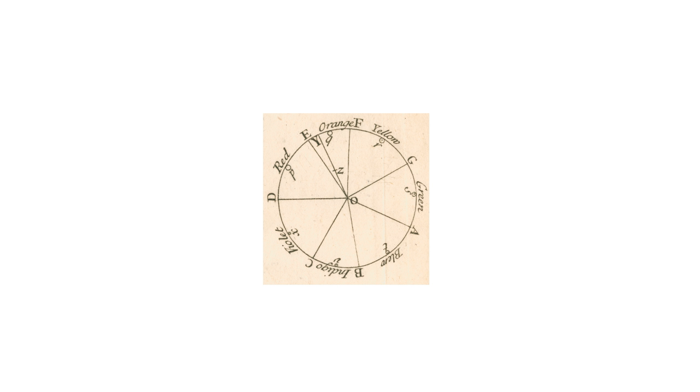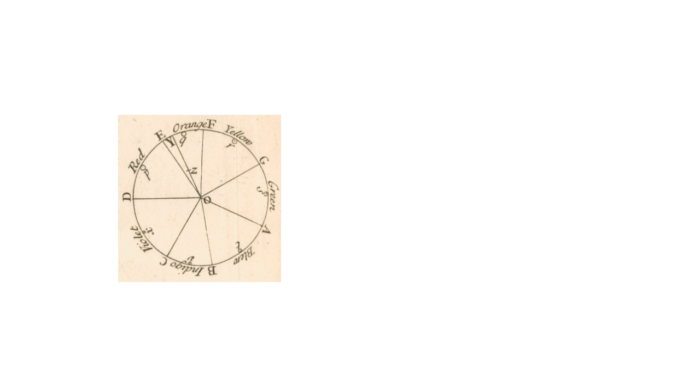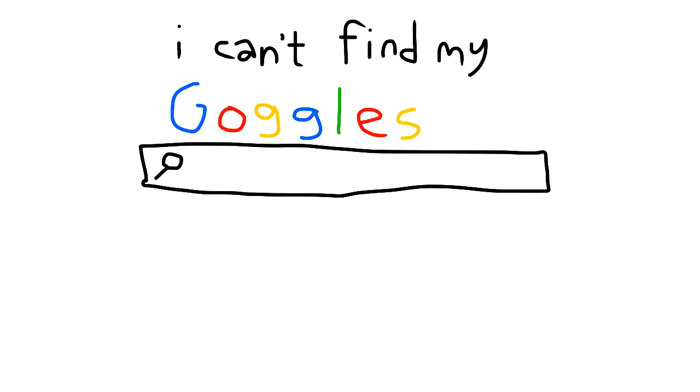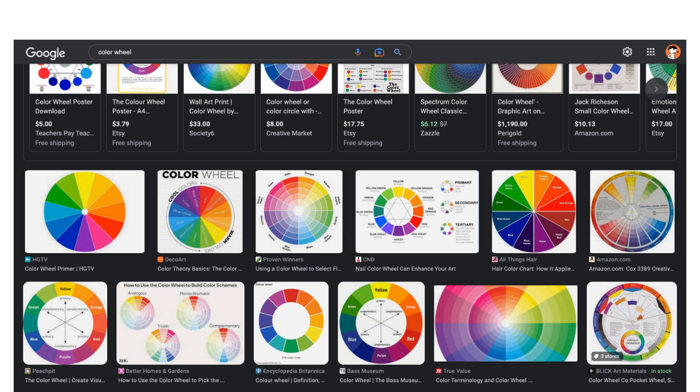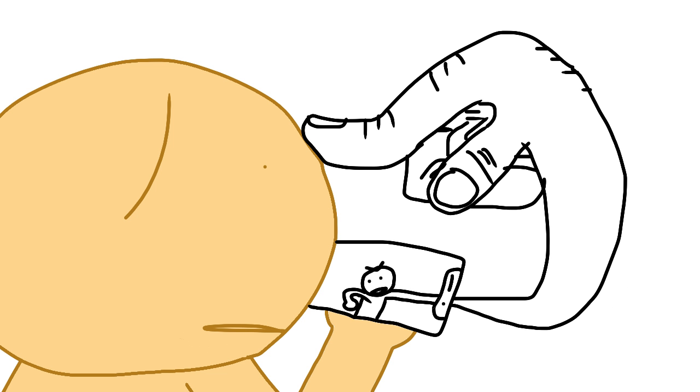Now, this color wheel is okay. There are some mistakes with it, but that's alright. The only problem is how it evolved. Look, if you go on Google and you search color wheel, you'll find that most of these images are wrong. Okay, but why do you keep saying all of those are wrong? They look fine to me. That's what you think, huh? Well, I'll show you what the color wheel is supposed to look like.